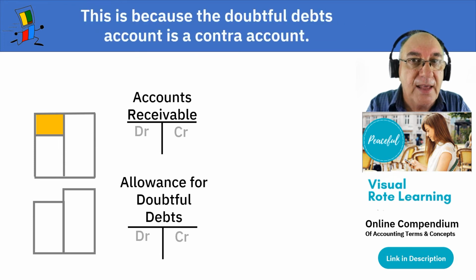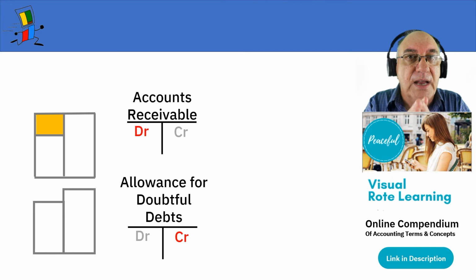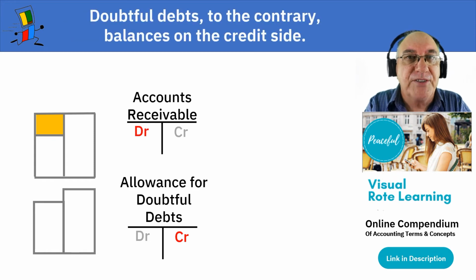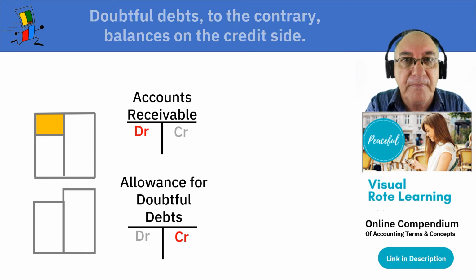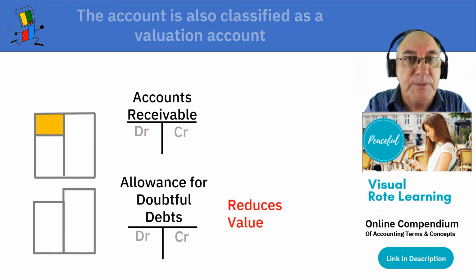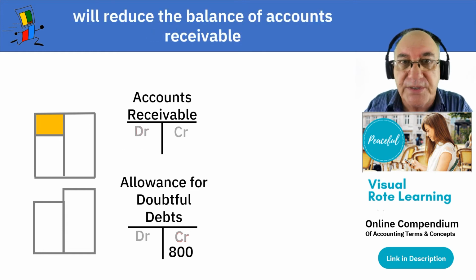This is because the doubtful debts account is a contra account. Most asset accounts, including accounts receivable, balance on the debit side. Doubtful debts, to the contrary, balances on the credit side. The account is also classified as a valuation account. This is because any credit entries in doubtful debts will reduce the balance of accounts receivable.